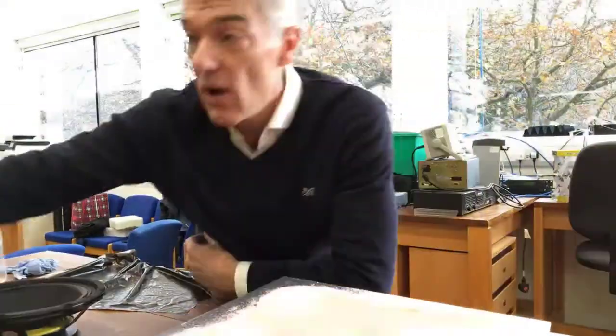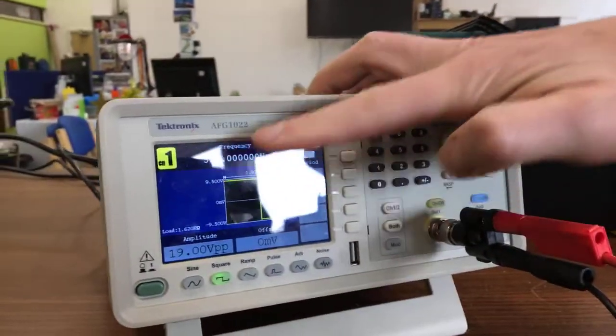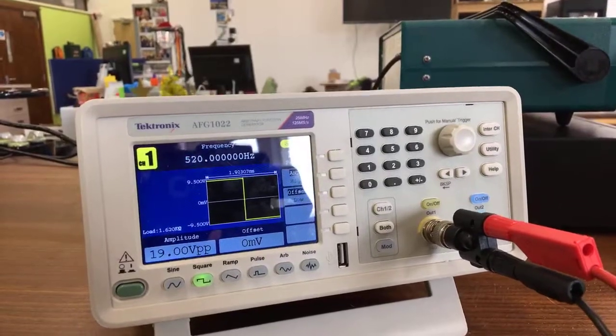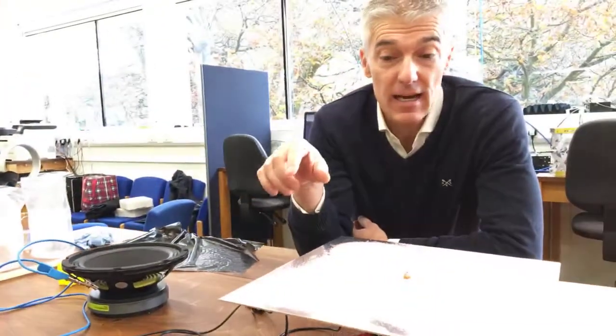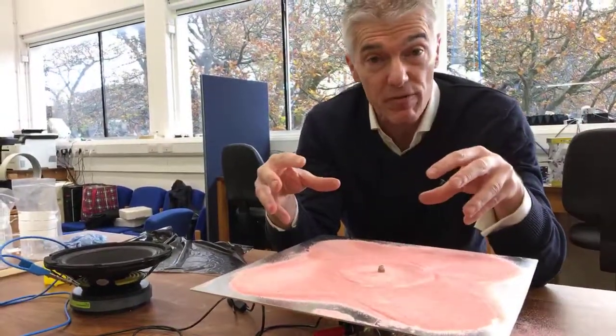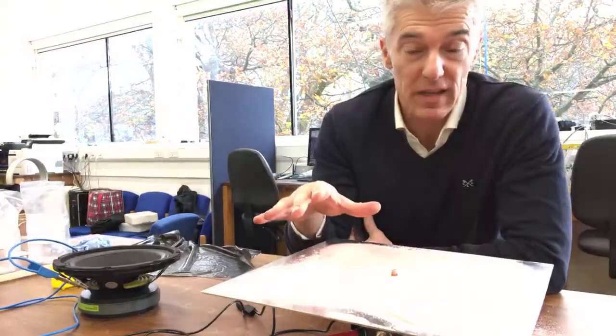Now that we're at a frequency of 520 hertz right there, the mode of vibration on the plate is different to that which we saw at 110 hertz. In other words, the way that the waves go out from the middle and recombine after their reflection is different. It's frequency dependent.